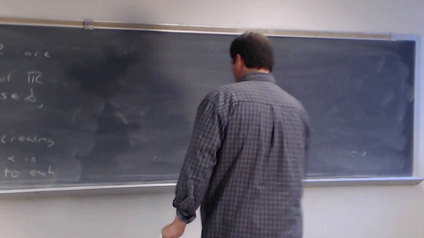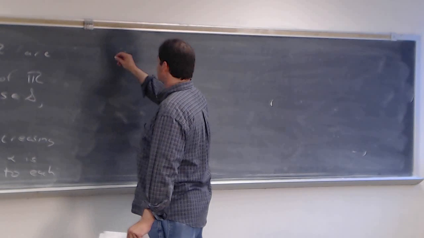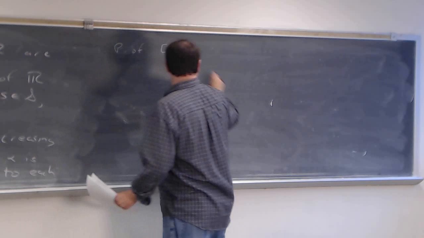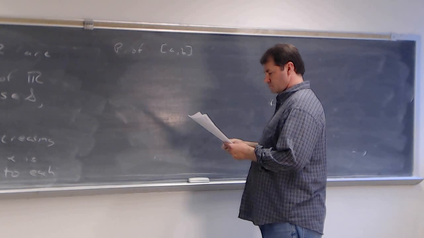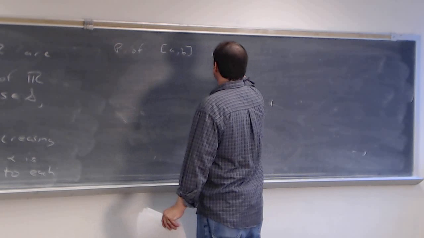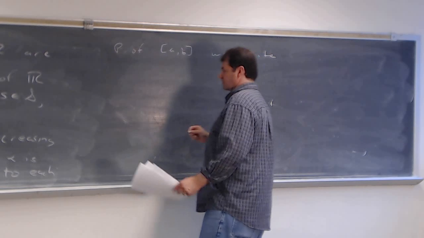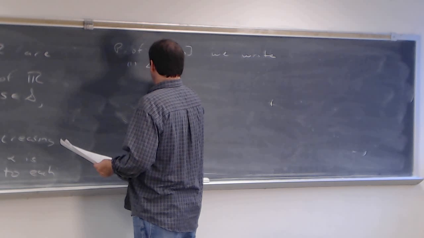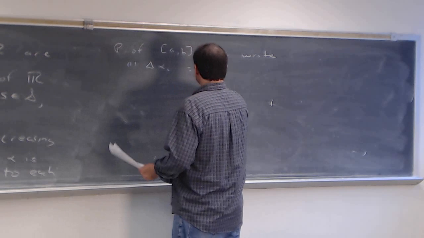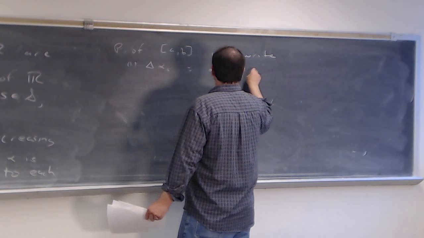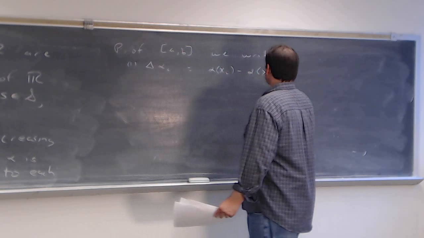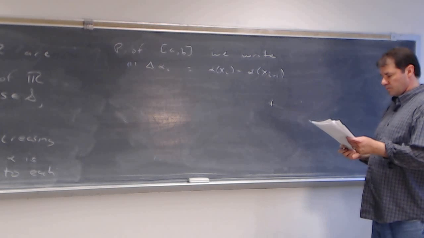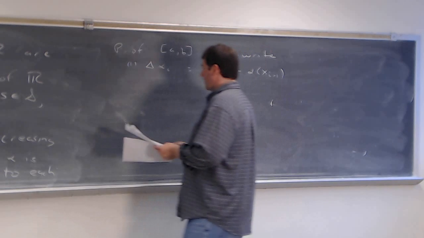Corresponding to each partition of A to B, we write, so here's some definitions. We write down first the delta of alpha sub i is equal to alpha of x sub i minus alpha acting on x sub i minus 1. Okay?